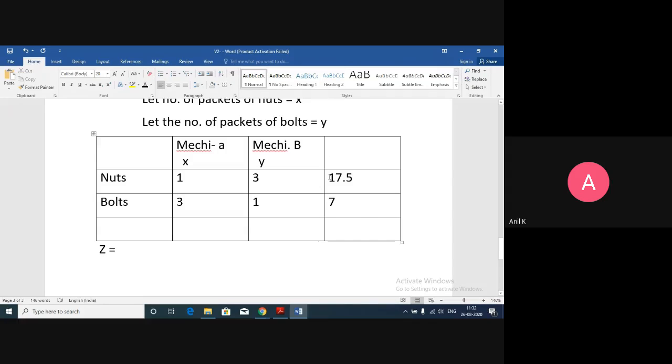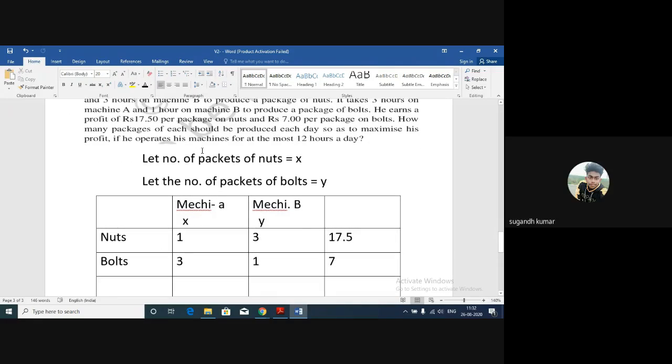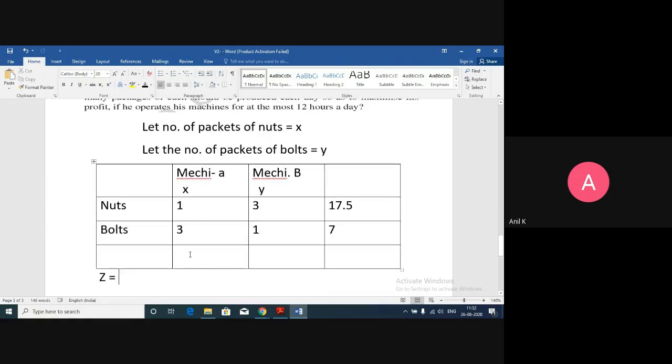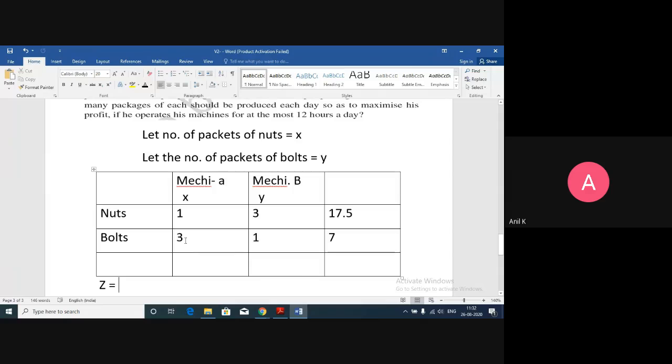See, this 17.5 is the profit of machine A. He earns a profit of 17.5 rupees per packet on nuts. So this 17.5 is for nuts and this is for bolts. Nuts, how many packets are you making? On machine A, I am making X packets. 1 into X is X. On machine B, I am making Y packets. So 3 into Y.